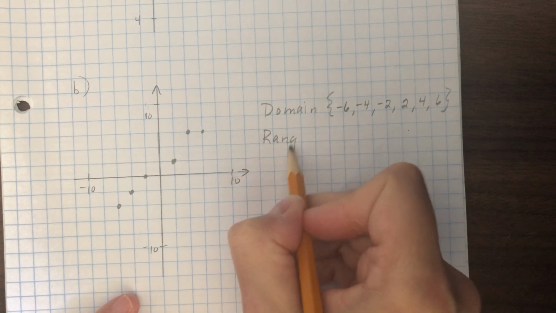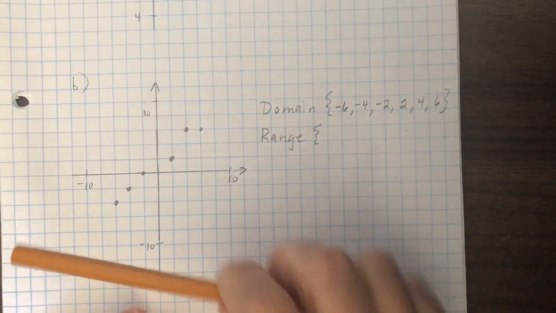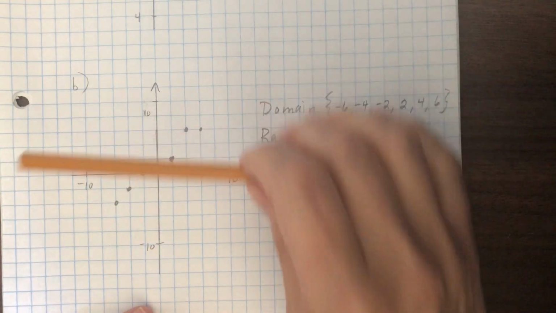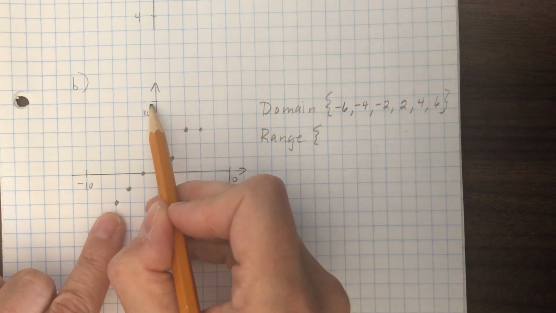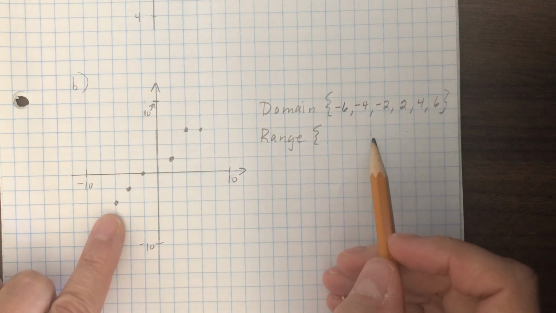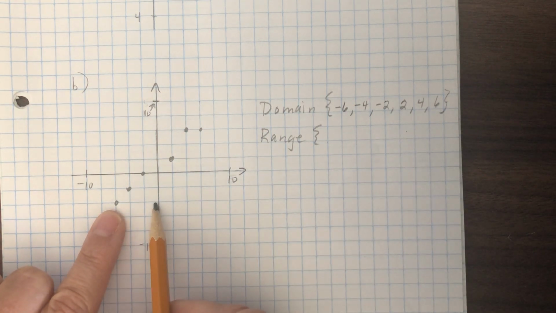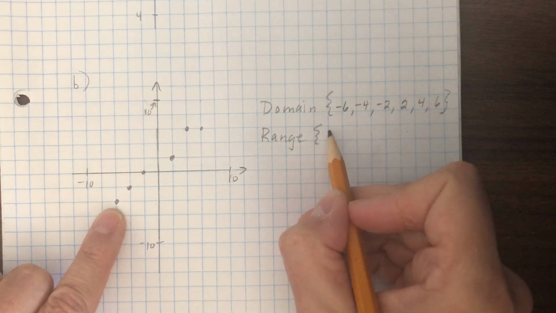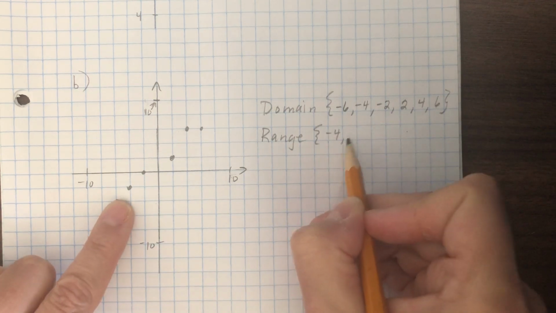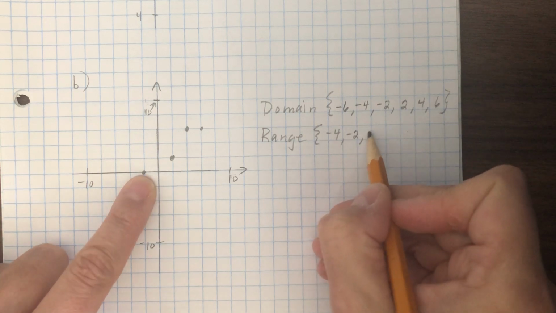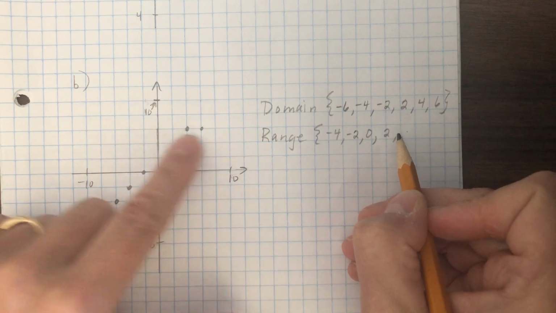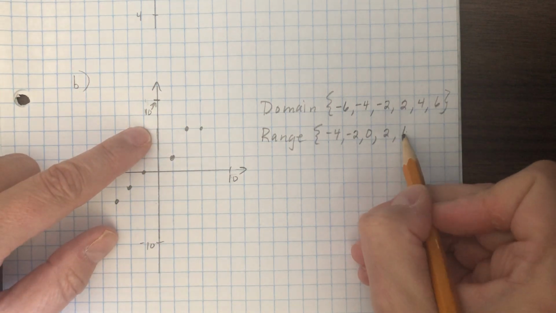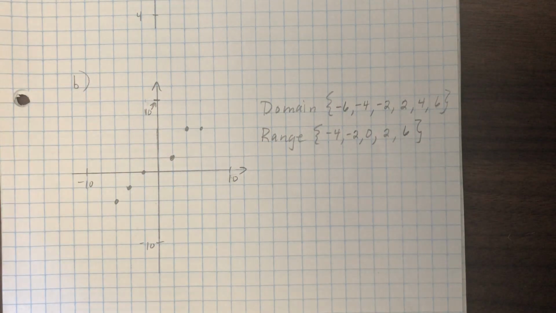The range, I would have to start from the bottom moving up. Again, the y-axis is scaled by 2s there, and 2s over here, by the way. So the lowest point has a y coordinate of -4. And this one has a y coordinate of -2. This one 0. This one 2. And these two share the same y coordinate of 6. So that is my range.